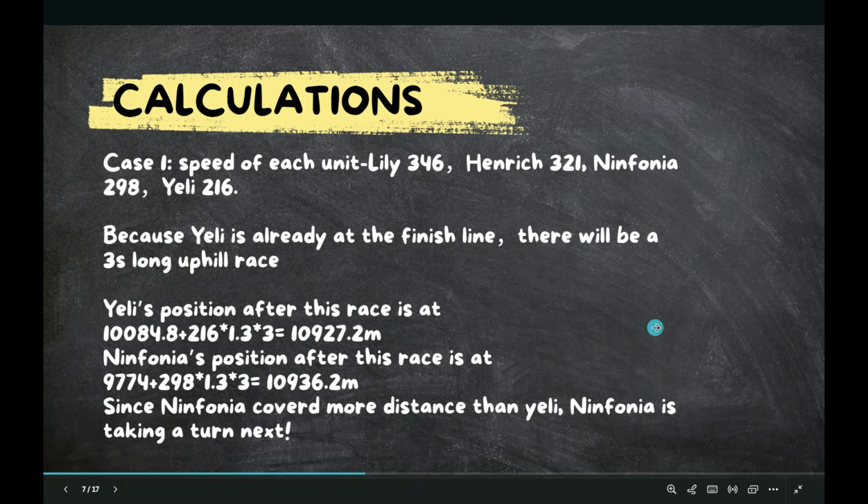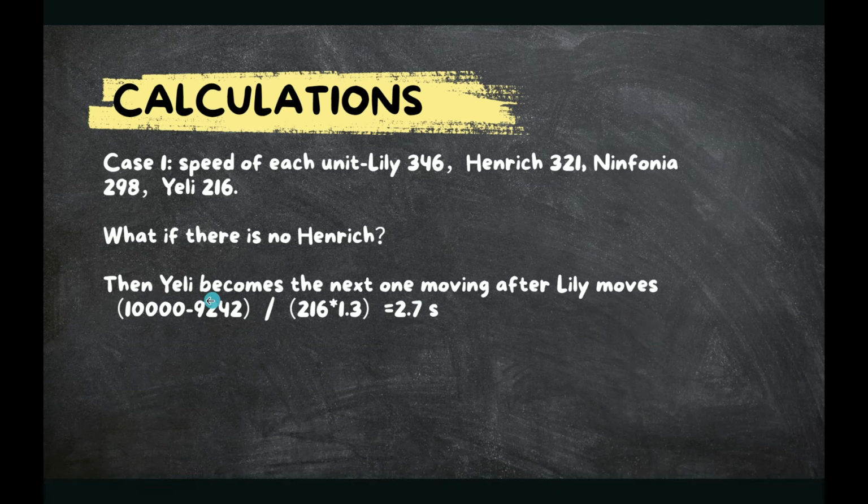Okay, so what if there's no Heinrich? Then Yeli becomes the next one moving after Yeli moves, right? So we need to figure out her uphill race time. How do we do that?